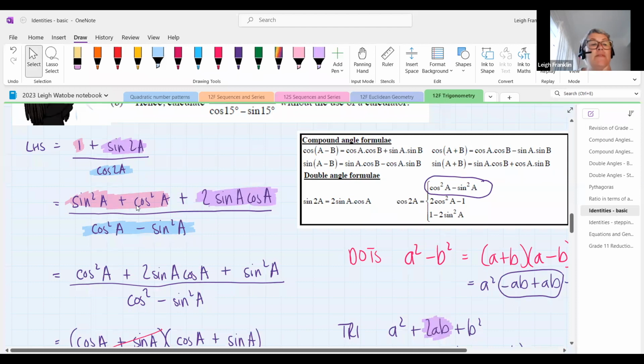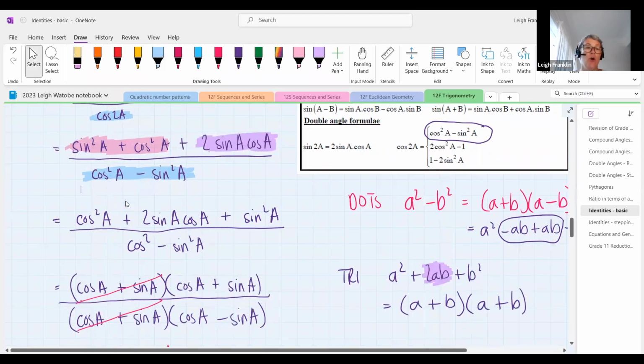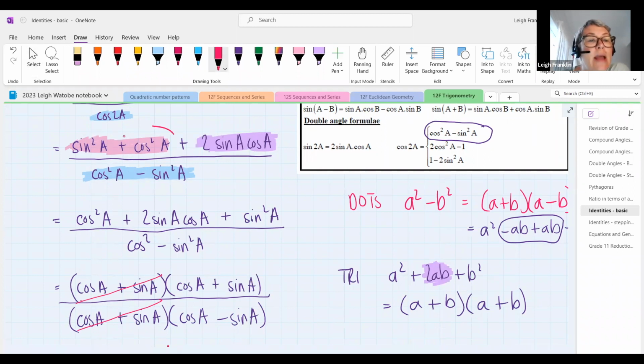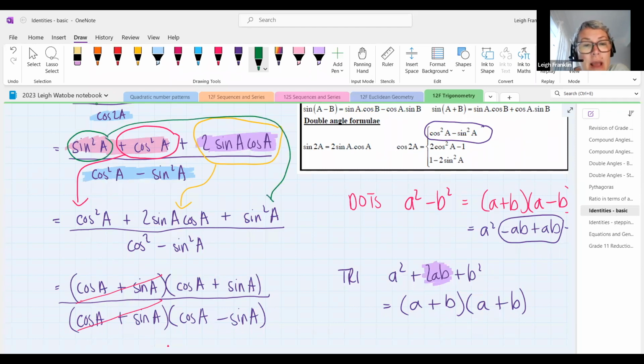So now what I've done from the line that I've highlighted with the pink and the purple and the blue is I have rearranged those 3 terms. So what I've done is I have taken the cos squared A that was in the middle and I've written it first over here. Then I've taken the 2 sine A cos A and I've put that in the middle. And then I took the sine squared A over here and I put that at the end.